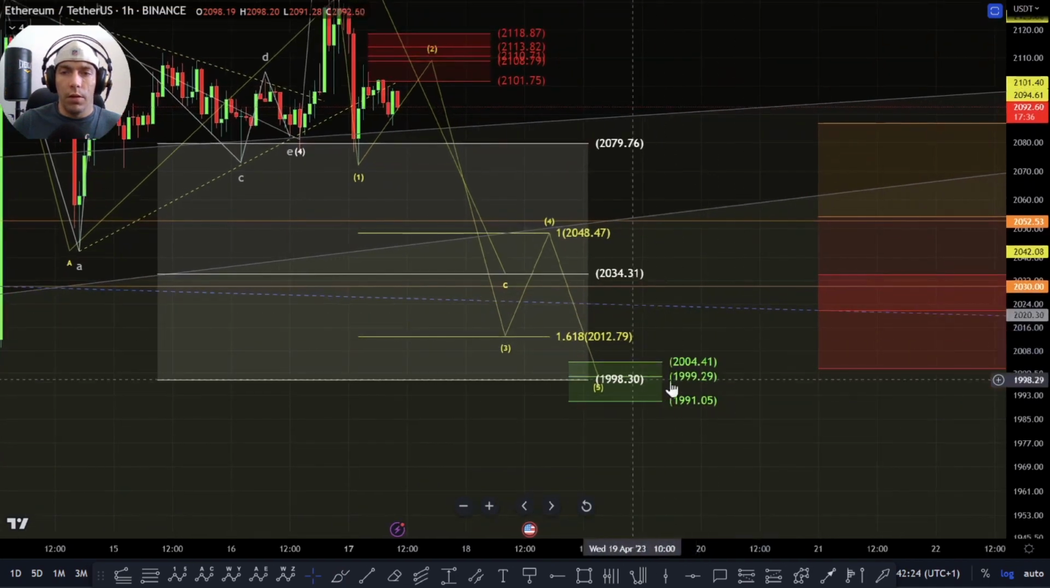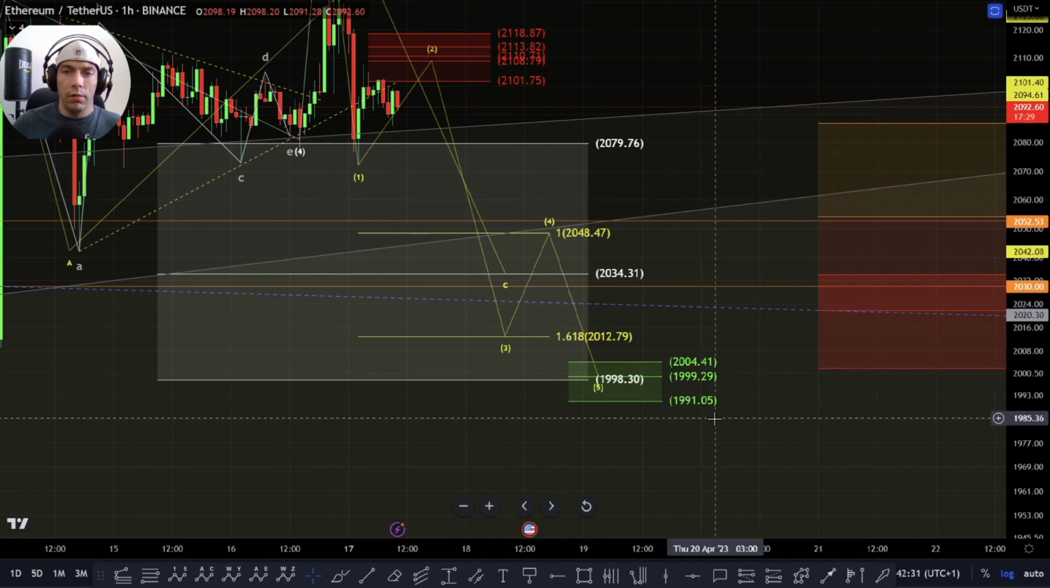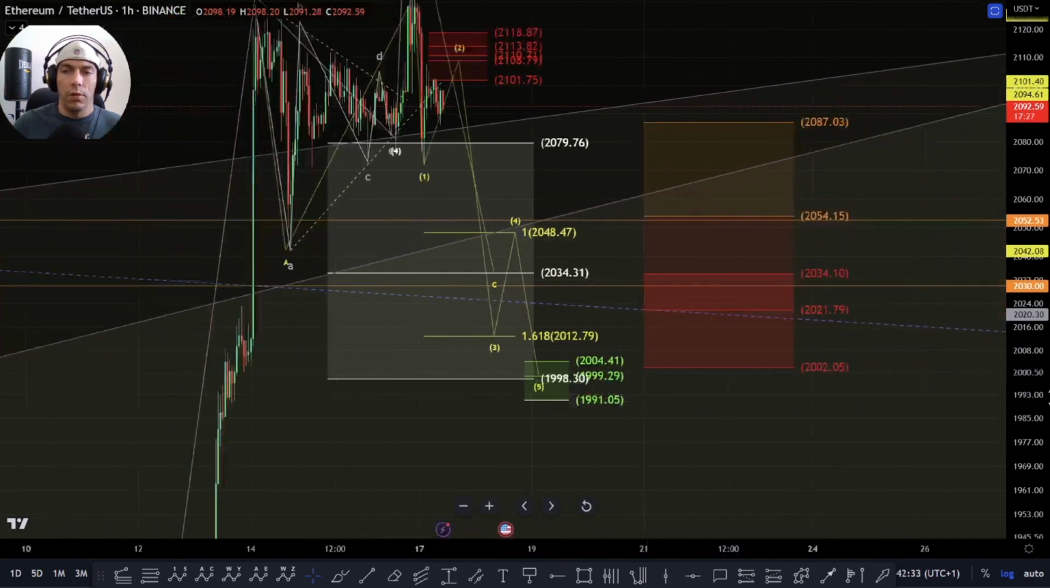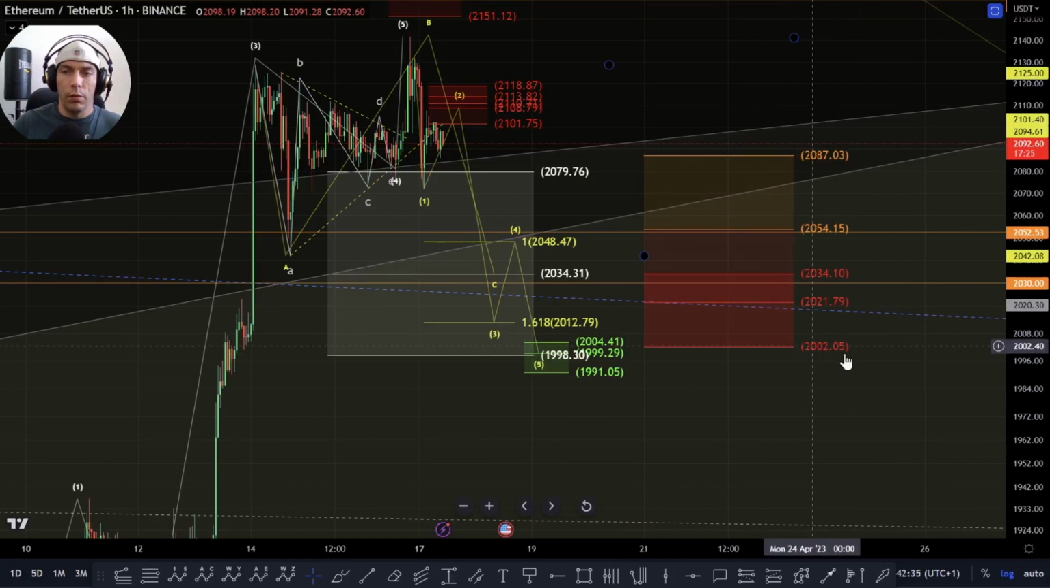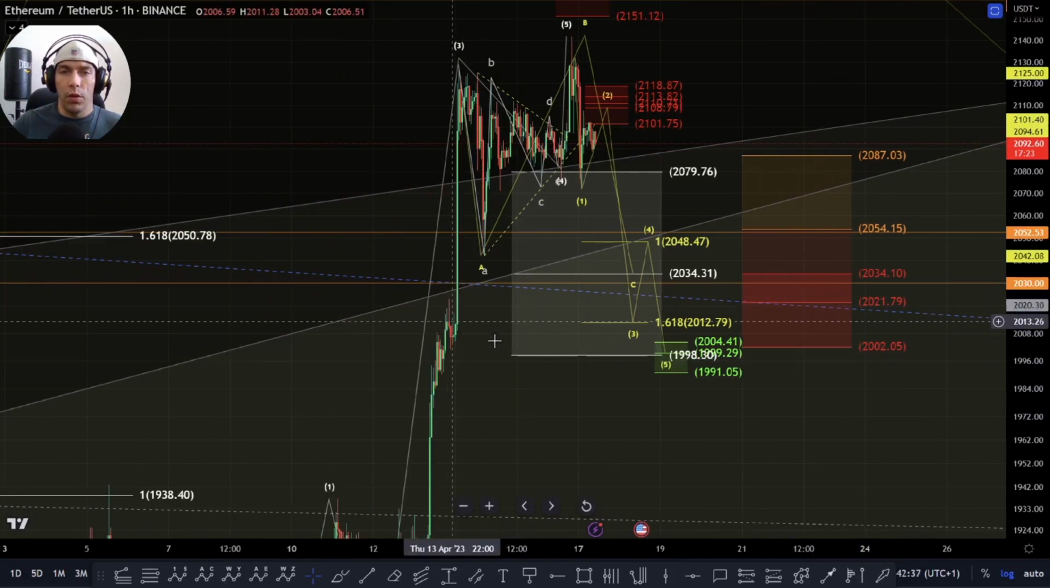If we did break down, that zone I'd be looking for this potential support to come in here, if we do get a 5-wave move, would be this 2004 to this 1991. So we can see how that would actually bring us back into this $2,000 area, and it would bring us back up into this previous structure here.